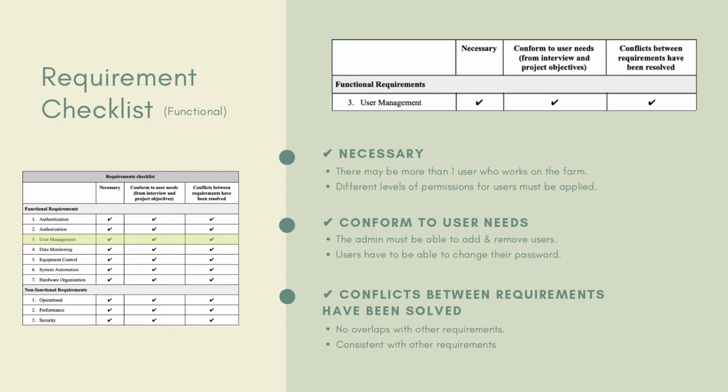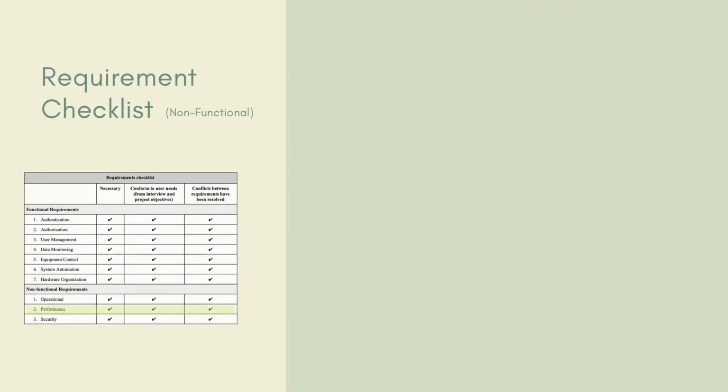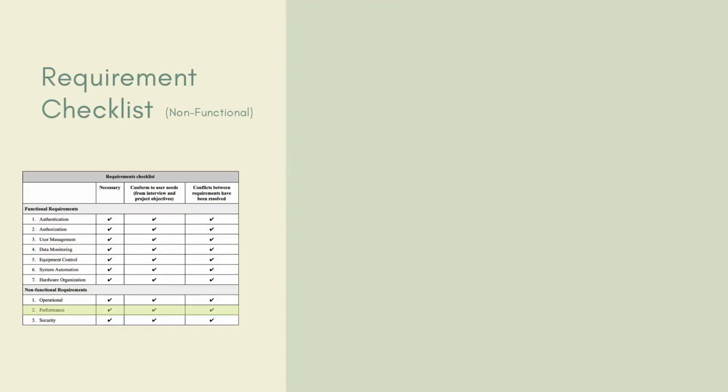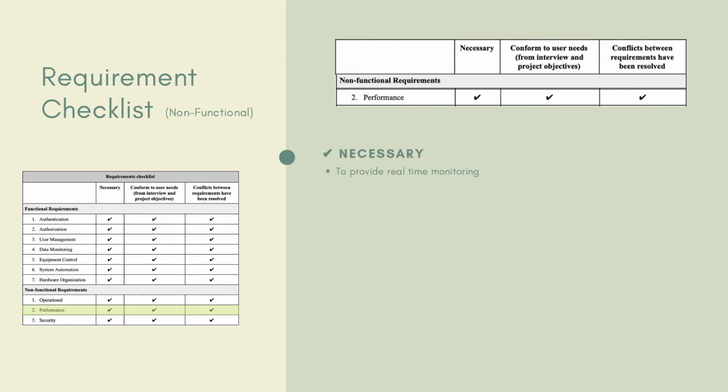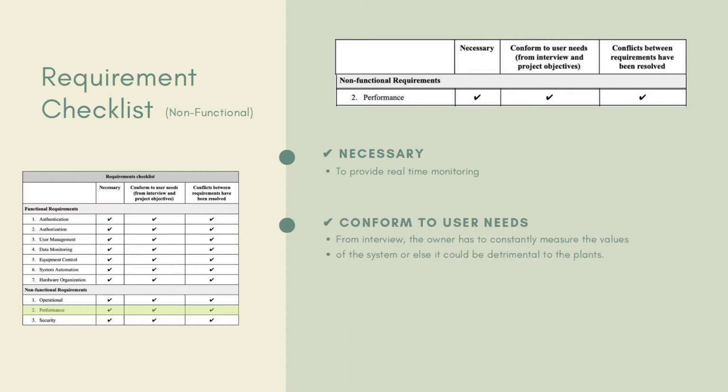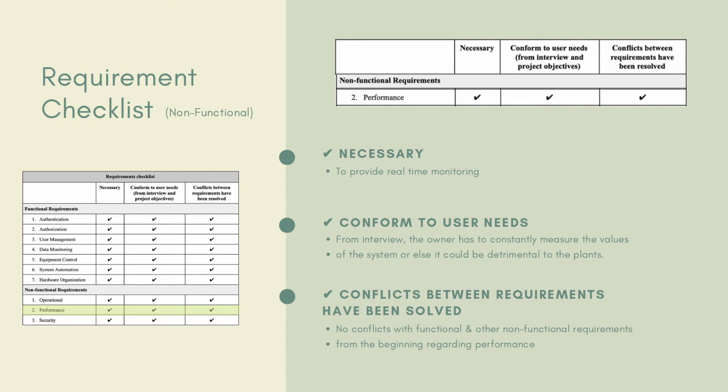Another example, the non-functional requirement on performance, is necessary as it provides real-time monitoring, and we check that it provides a means for the owner to constantly measure the value of the system. Based on the interviews, the user has to be able to measure values such as the pH and TDS, or else it could be fatal to the plants.